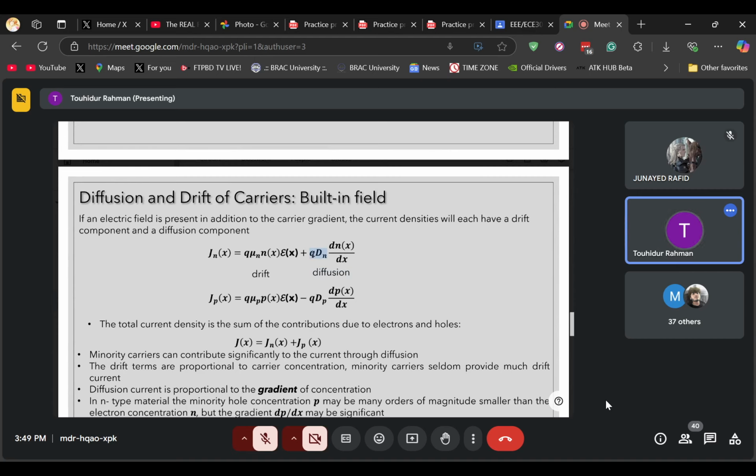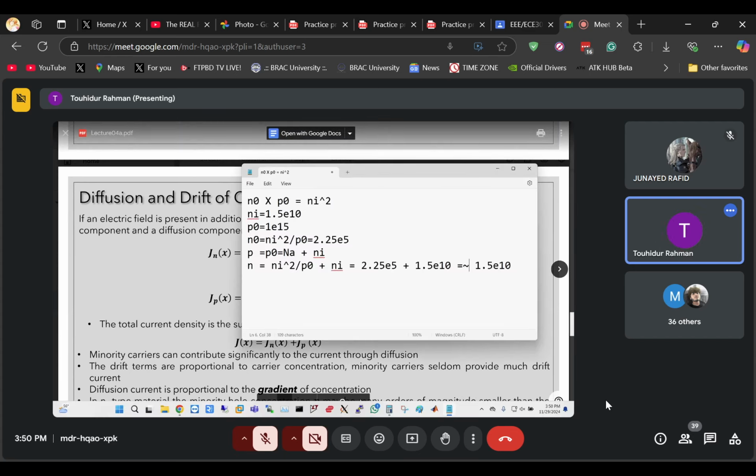Q is a universal constant, and D_n is also a constant for a material. Since there is a concentration difference, is dN/dx equal to 0 or not 0? Not 0, sir. So in these three terms, everything is not 0. That means the total term, the diffusion current, is not 0. However, since I'm trying to relate this, maybe I can write it.